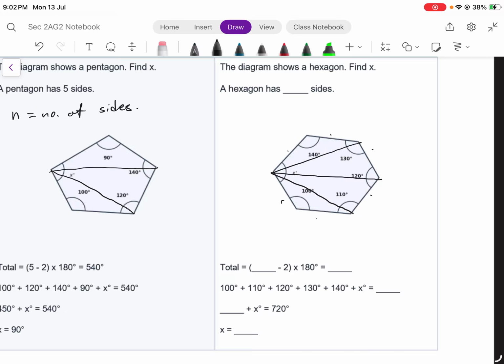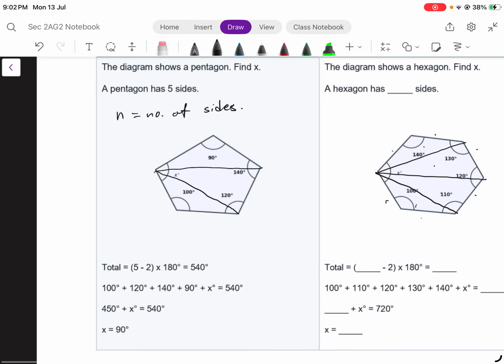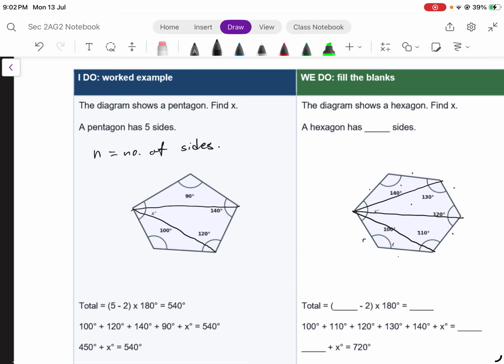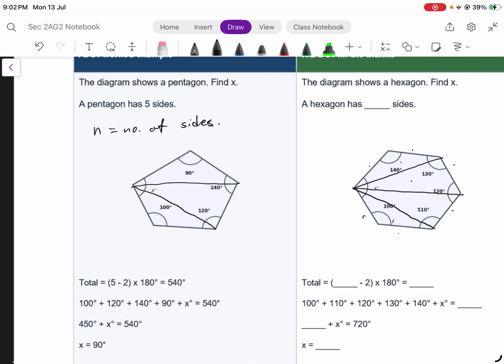How many triangles can I make? 1, 2, 3, 4. Right? So the number of triangles you can draw in a polygon is always 2 less than the number of sides. And every triangle is 180 degrees, right? So the total angle within a polygon is the number of triangles you can draw times 180 degrees, correct?